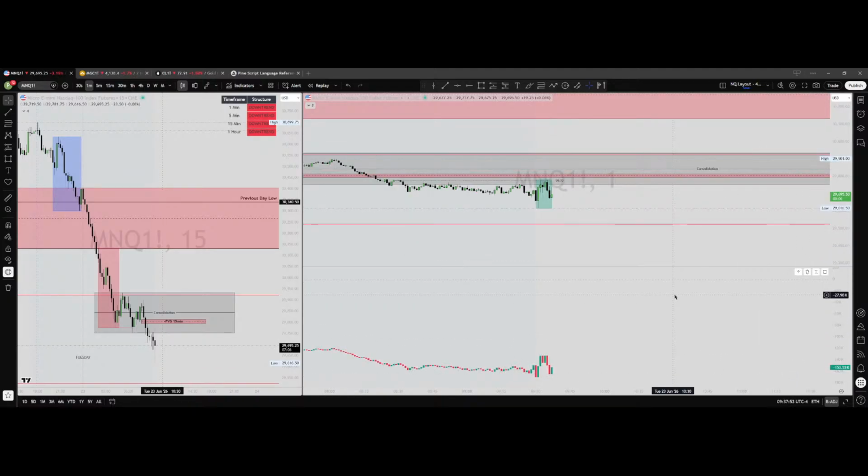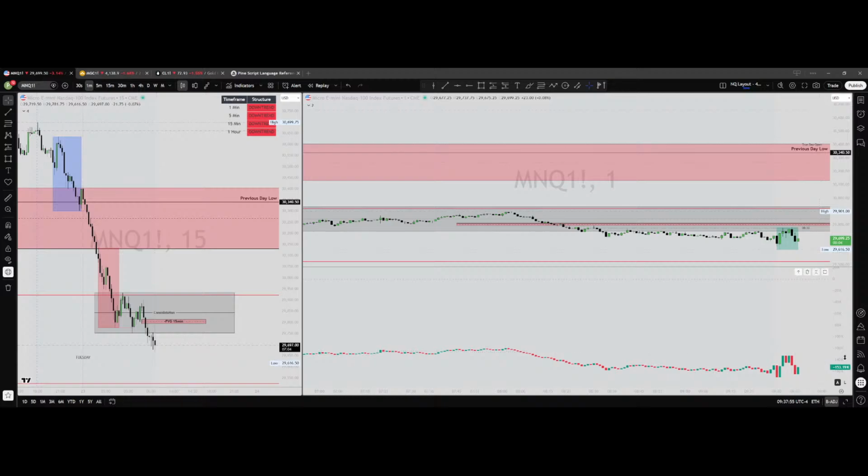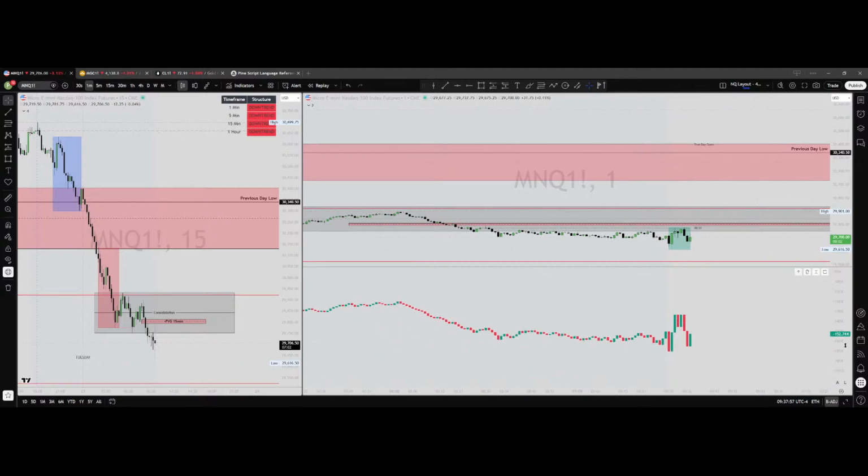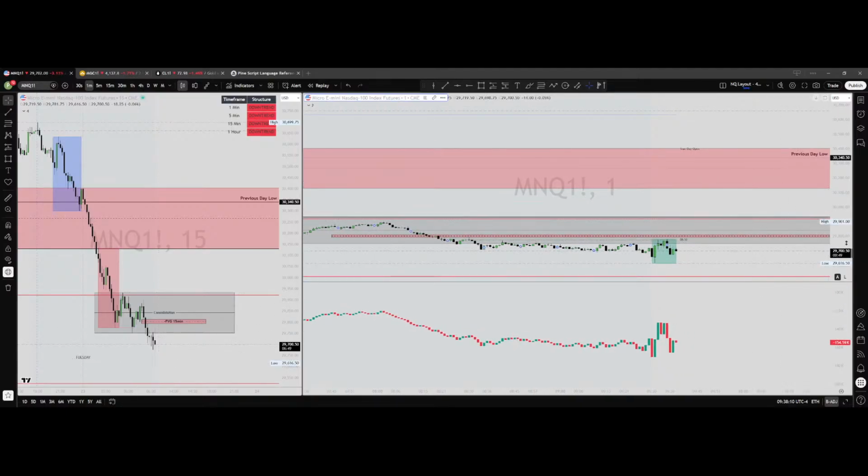Let's open up CVD, see what is happening. The volume itself is like 152,000 negative. If it goes below 200, then we might see a good flush down today as well.